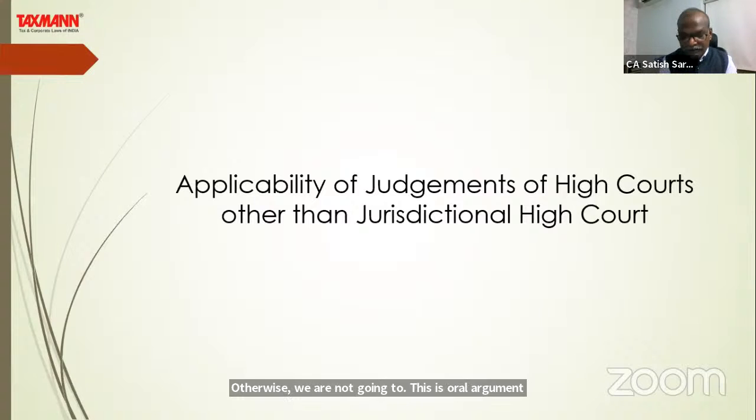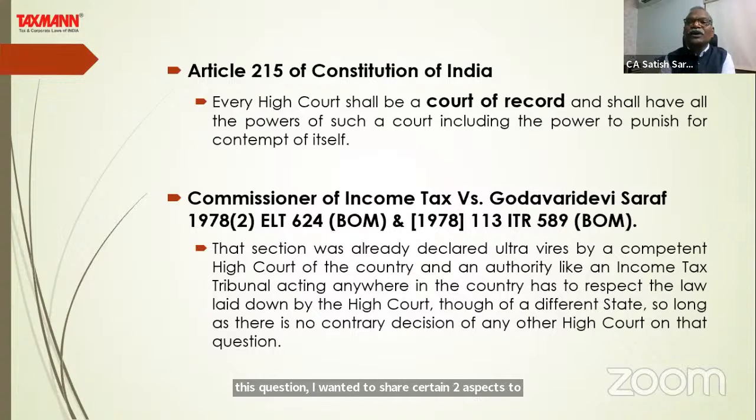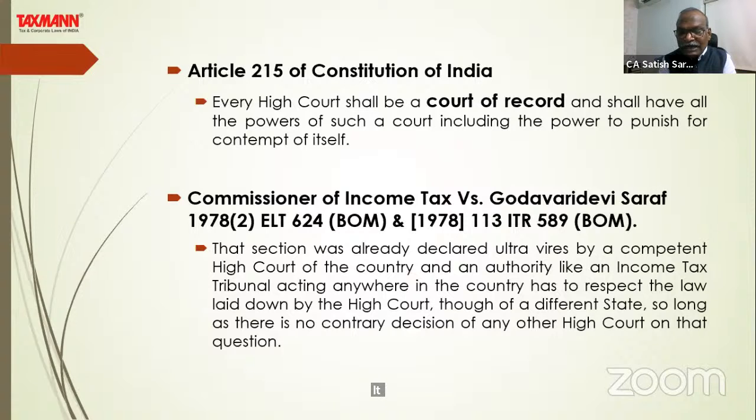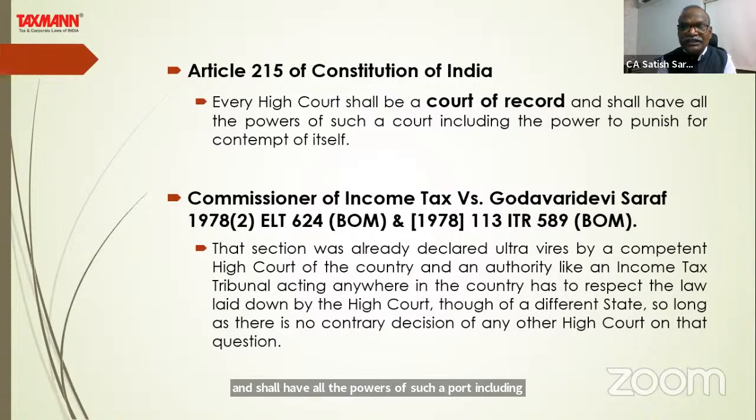So to answer this question, I wanted to share two aspects with you. The first one is Article 215 of the Constitution of India. It says, every High Court shall be a court of record and shall have all the powers of such a court, including the power to punish for contempt of itself. The Supreme Court of India is also a court of record, and all the High Courts in India are courts of record. So a judgment given by a court of record, say for example the Madras High Court or the Telangana High Court, is applicable across India. All the officers below the High Court are required to adhere to that judgment, and they have to grant the relief to the person who is relying on it.